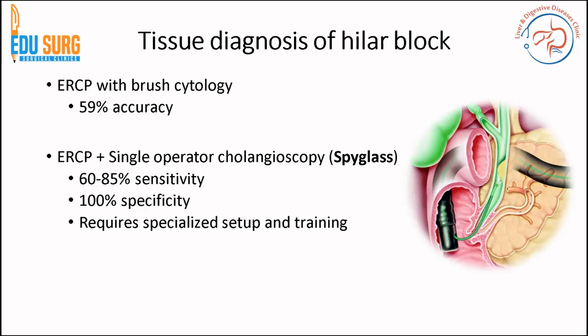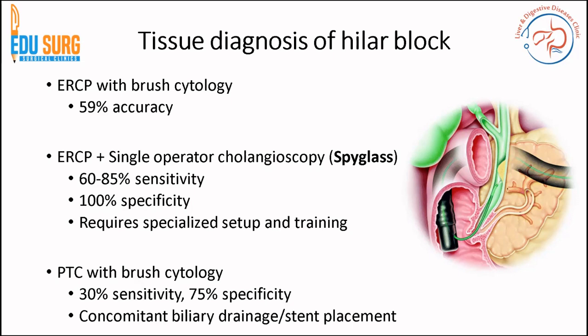The downside is that it does require a specialized setup, requires specialized training, and of course, all the complications that come with ERCP also come with Spyglass. So the third alternative is to do a percutaneous transhepatic cholangiography with brush cytology. The downside is that both sensitivity and specificity are poor in this. And it is a good option if you're planning a concomitant biliary drainage or a stent placement. Again, these interventions would be planned in patients who have an advanced disease or are not coming up for surgical intervention upfront.